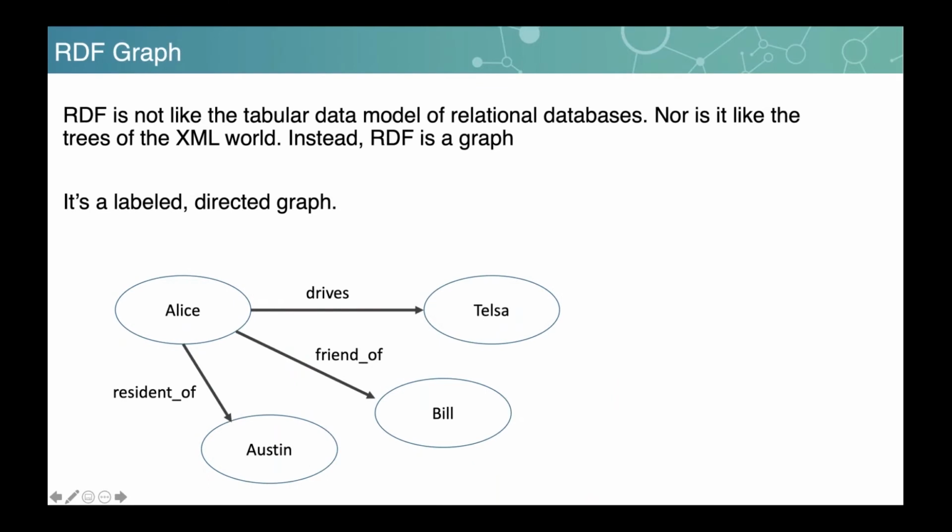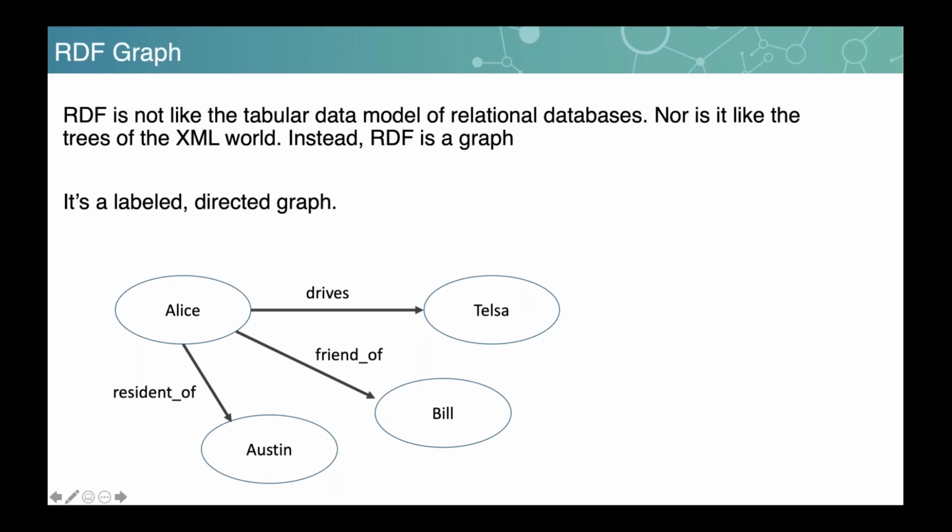So RDF is not like the tabular model in relational databases, nor is it like a tree in the XML world. Instead, it's a labeled directed graph. I have a simple example here. We gave this presentation at Graph Day in Austin back in January. So we have Austin here. We have Alice drives a Tesla. Alice is a friend of Bill, and Alice is a resident of Austin. This may be a whiteboard representation of the information that you want to represent in your graph.